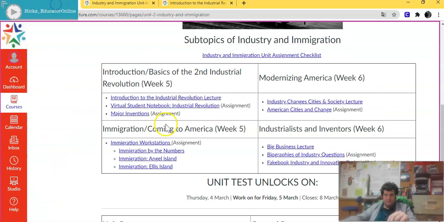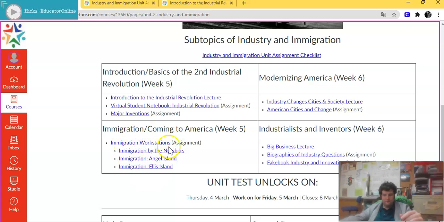It will be very important for helping you fill out the virtual student notebook. Do recall that the virtual student notebook is probably something you should download day 1 and then fill it out as you go along, and it is your study guide for the unit test. So that'll be an important detail that we're working on in week 5.